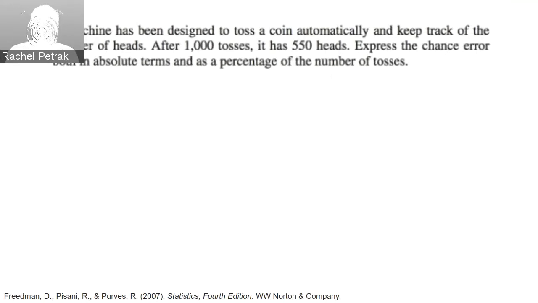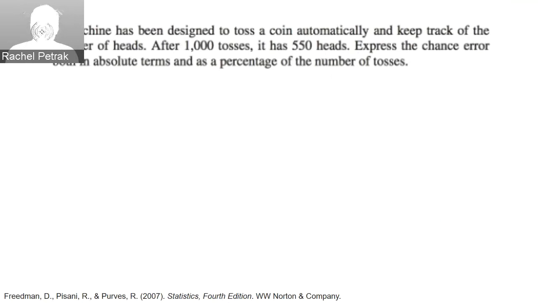So I just pulled out a couple of problems here. This first one, the machine has been designed to toss a coin automatically and keep track of the number of heads. After 1,000 tosses, it has 550 heads. Let's find the chance error in absolute terms and as a percentage.